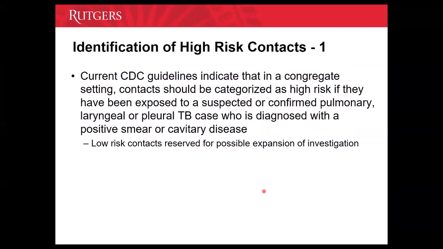The current CDC guidelines indicate that in a congregate setting, contact should be characterized as high risk if they've been exposed to a suspected or confirmed pulmonary, laryngeal, or pleural TB case. Again, New Jersey does not do that, but Michigan does, others do, who was diagnosed with a positive smear or cavitary disease. Low-risk contacts should be reserved for possible expansion of the investigation. This goes back to the concentric circle model: CDC says you shouldn't expand to low risk unless you see transmission in the high risk.